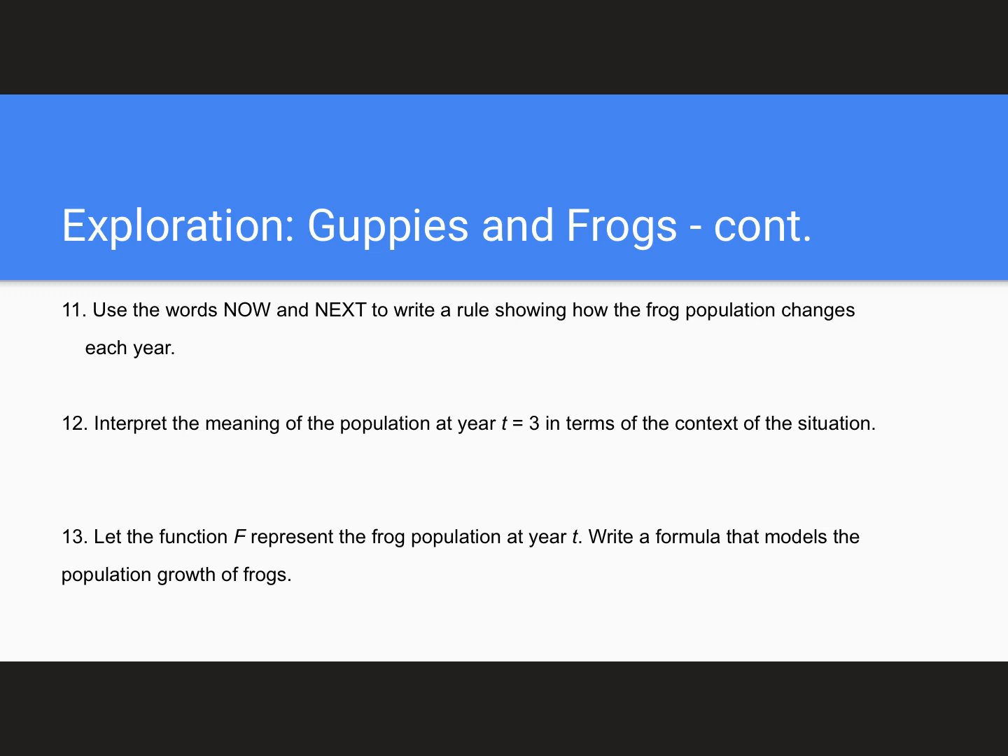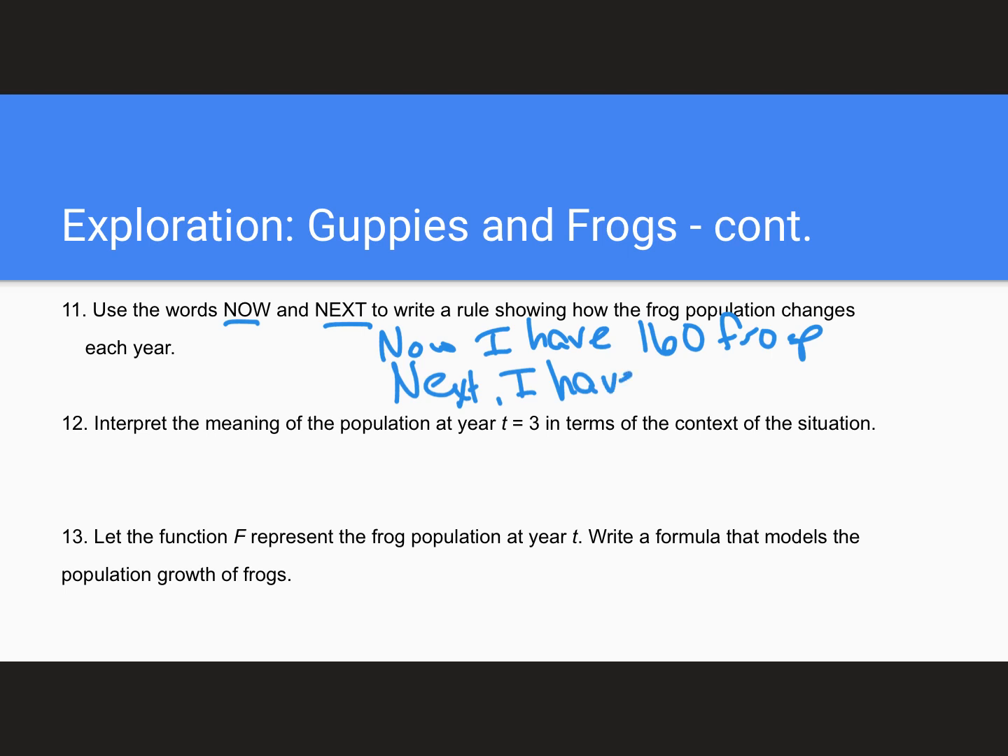Okay. So now we're using the same now and next statements to write a rule showing how the frog population changes each year. So now I have, next I have. Now I have, at the beginning I had how many frogs? 160 frogs. Next, I have 25% more.